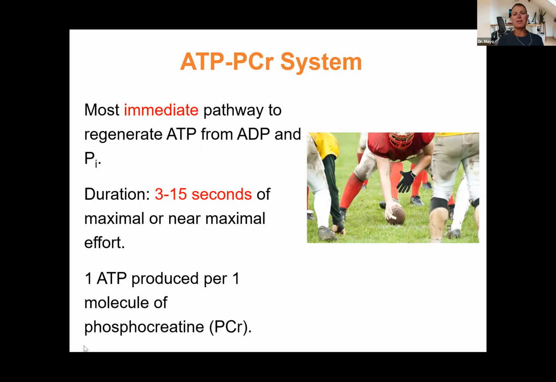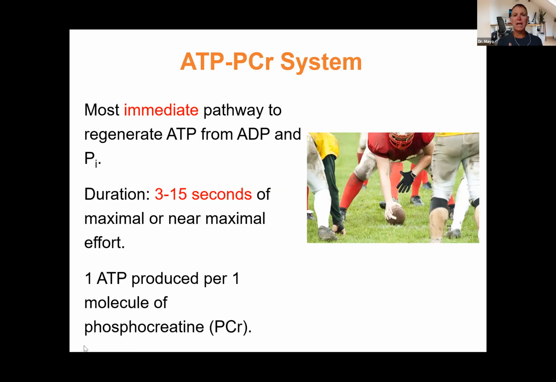And sports that last anywhere from 3 to 15 seconds. When I say sports, write this down, because students get confused on this. When I say football, I know that a football game lasts several hours, but that does not make it aerobic. Does that make sense? That does not make it aerobic. What we focus on is the actual play. How long does a football play take?